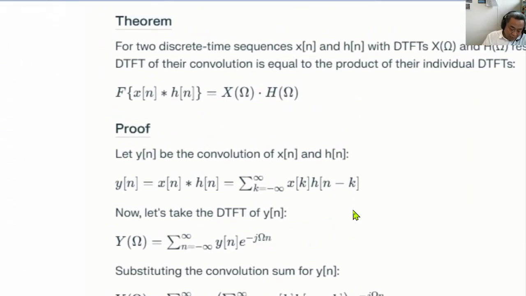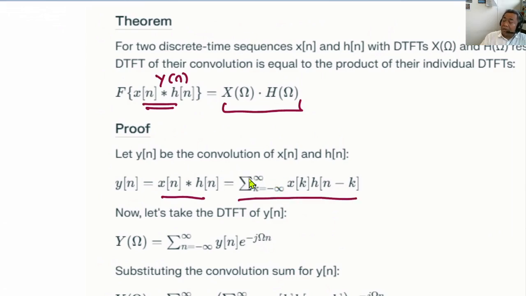What else? Alright, let's prove it. Y of omega is the Fourier transform of y of n, and we want to show it equals the multiplication of x of omega and h of omega. First, remember the convolution equation. This is the discrete time convolution equation. Y of n is x of n convolved with h of n, specified by this equation here: x of k multiplied by the delayed impulse response. This is the convolution in discrete time.